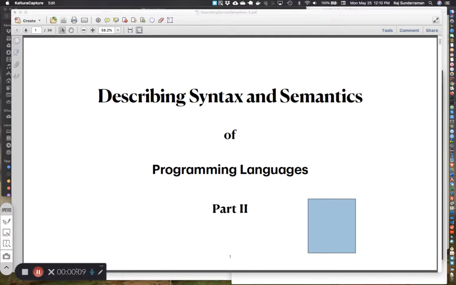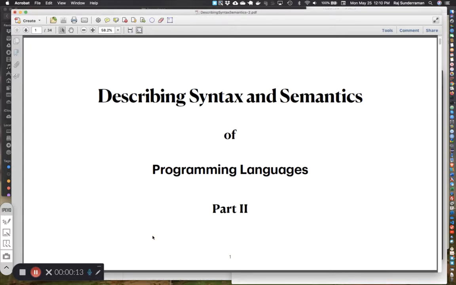Welcome back. We are going to start the second part of the first set of slides. This is still in chapter 3, and we are going to go a little bit into depth on the grammars, and then we will switch to the semantics topic.